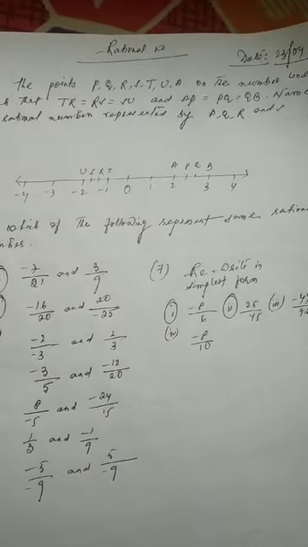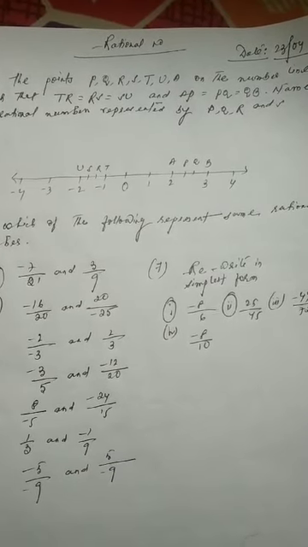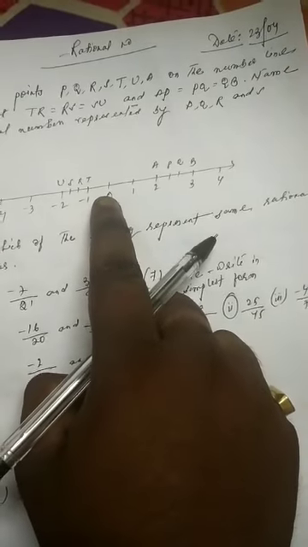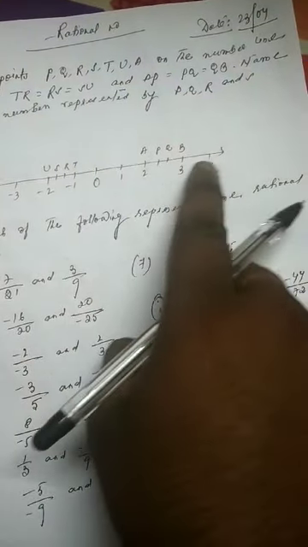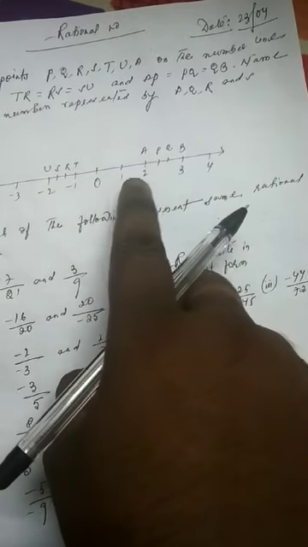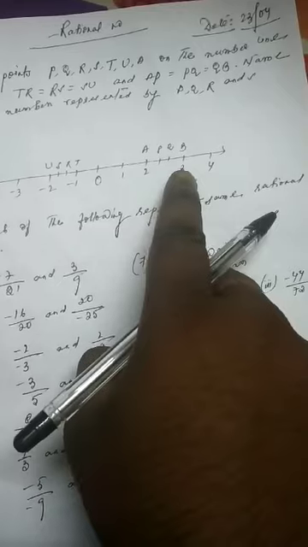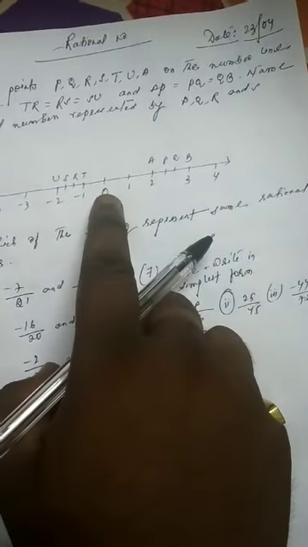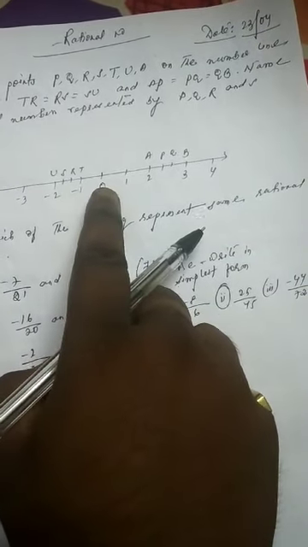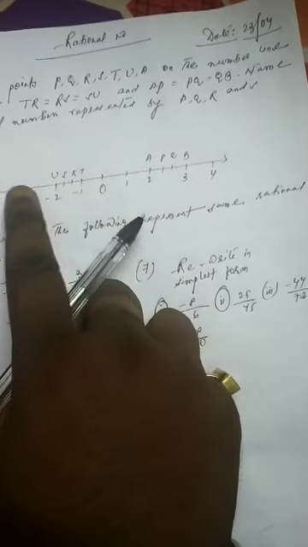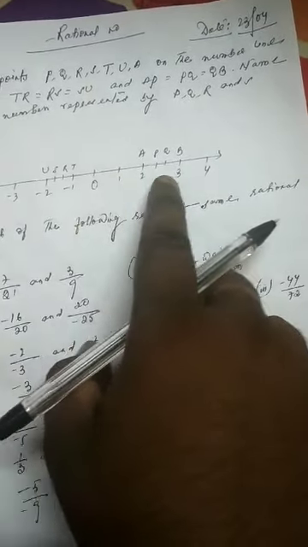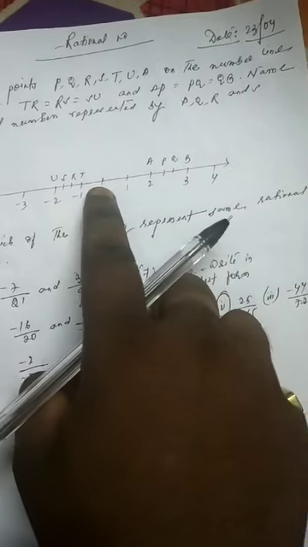So as you can see on my copy, I have drawn a number line in which the center number is 0. On the right hand side the numbers are given in serial order: 1, 2, 3, 4, plus 1, plus 2, plus 3 and plus 4. And on the left hand side the numbers are given in this order: minus 1, minus 2, minus 3 and minus 4.